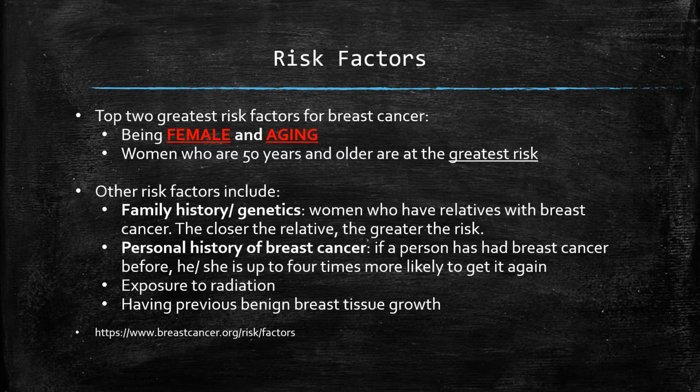Other risk factors include family history and genetics, women who have relatives with breast cancer, or men who have relatives with breast cancer. The closer the relative, the greater the risk. For example, a sibling or a parent with breast cancer would mean the person is at a greater risk than if it were to be a cousin or a second cousin.